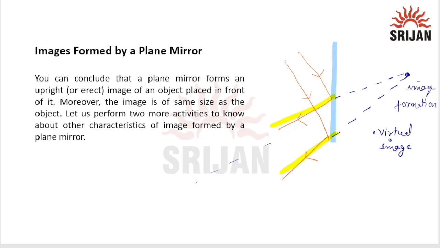So it is written here that you can conclude that a plane mirror forms an upright or erect image of an object placed in front of it. Moreover, the image is of the same size as the object. You can easily observe this in your daily life. Now we have to perform some activities to know about the characteristics of the image formed by the plane mirror.